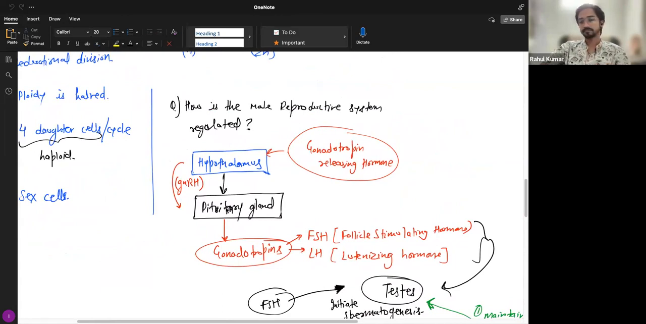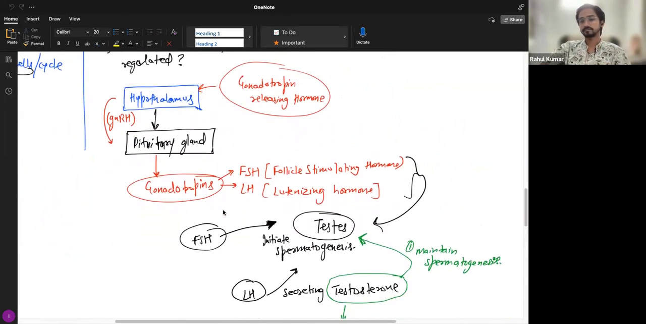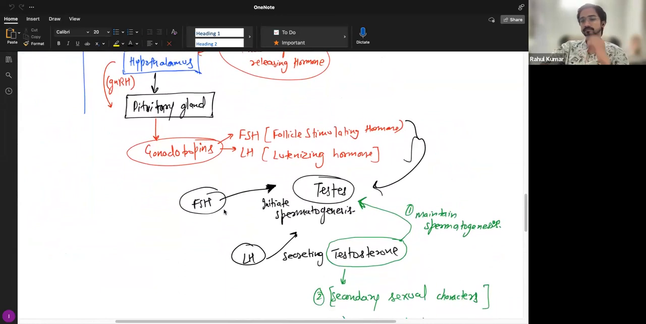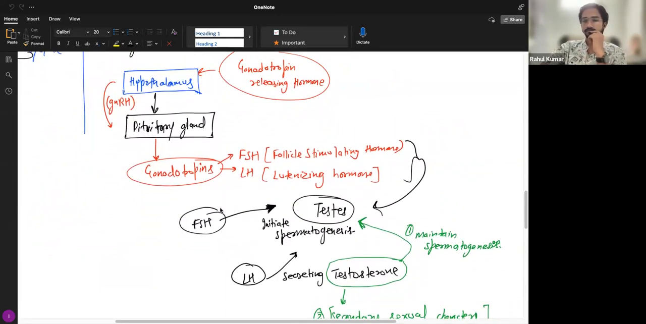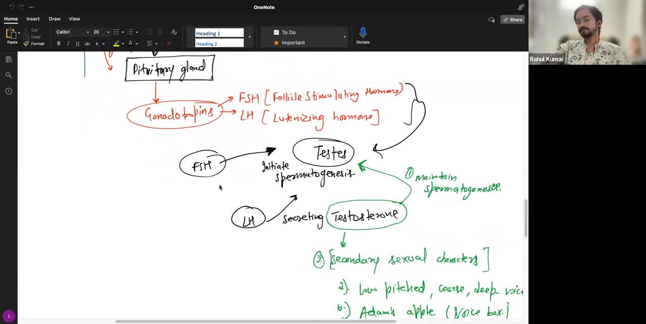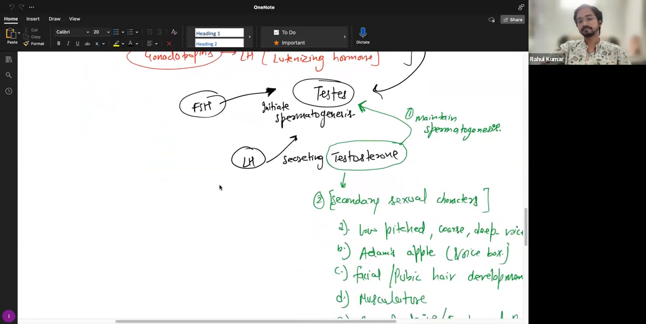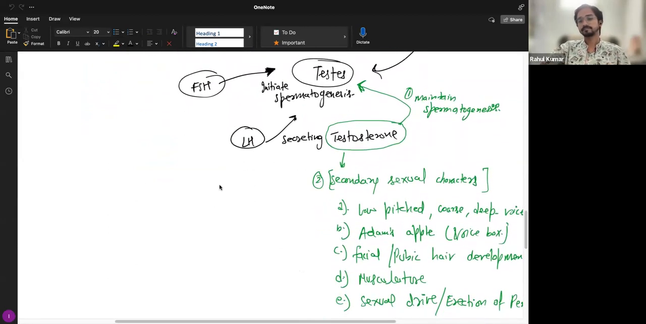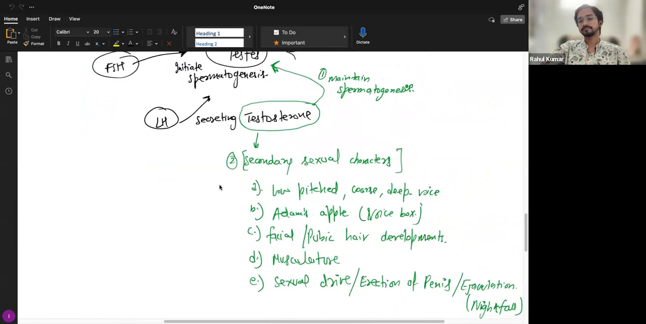And here a question comes: which hormone is responsible for maintaining spermatogenesis at any time? The answer is testosterone. But to initiate it, it is FSH. So this is the time when the male reaches puberty, and testosterone also induces secondary sexual characters in male. Example: deep voice, facial hair and pubic hair, and growth of muscle. Also, sexual drive, and sexual drive will lead to erection of penis and ejaculation.